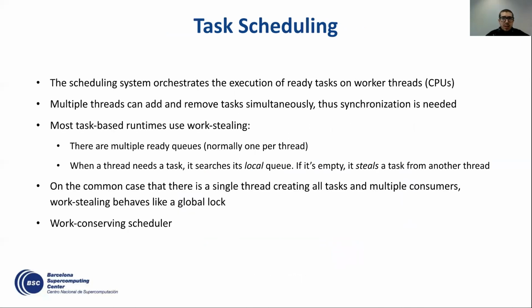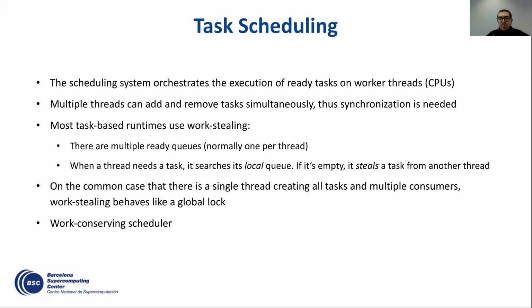Moving on to task scheduling, the scheduler is the one that orchestrates the execution of ready tasks on worker threads, which may be, for example, one per CPU. Multiple threads can add or remove tasks at the same time, needing synchronization. Most modern task-based runtimes use work stealing for these schedulers, where there are multiple task queues, often one per thread, and when an idle thread needs work, it first looks on its local queue, and if that queue is empty, it tries to steal work from other threads.